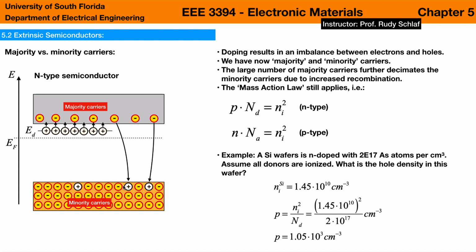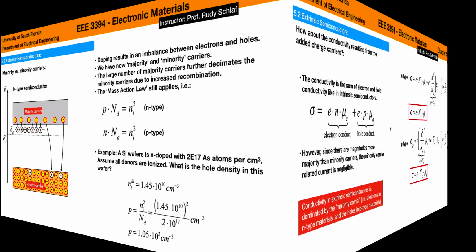We would have mainly holes that do the conducting, while the electrons would be severely diminished in a very similar way like the holes here. And that's the reason why we call the electrons in an n-type material majority carriers and the holes minority carriers, and of course vice versa in a p-type material.